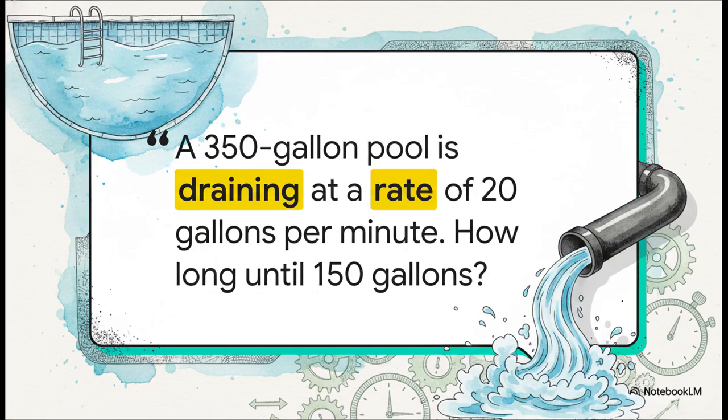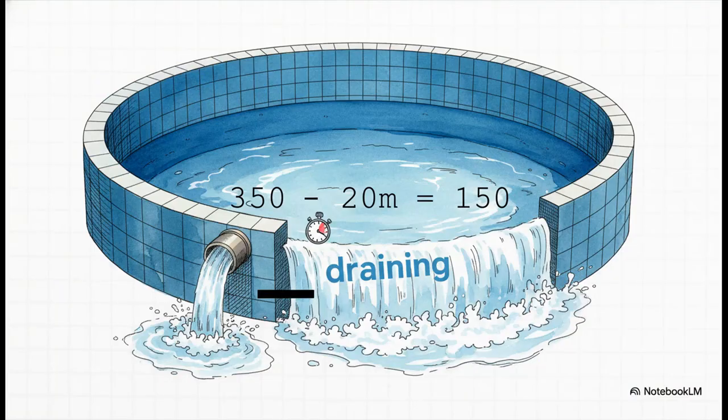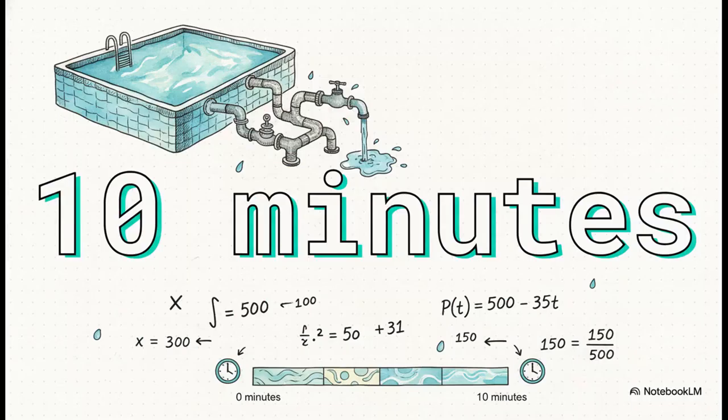But the most important word on this entire slide is draining. That is a huge clue. And here's why that word matters so much. Draining means the rate is negative. We're losing water, right? So instead of adding, we subtract 20 from our starting amount of 350. And we want to know when that will equal our target of 150 gallons. And there it is. Once you solve that equation, you find out it'll take exactly 10 minutes for the pool to drain down to 150 gallons.